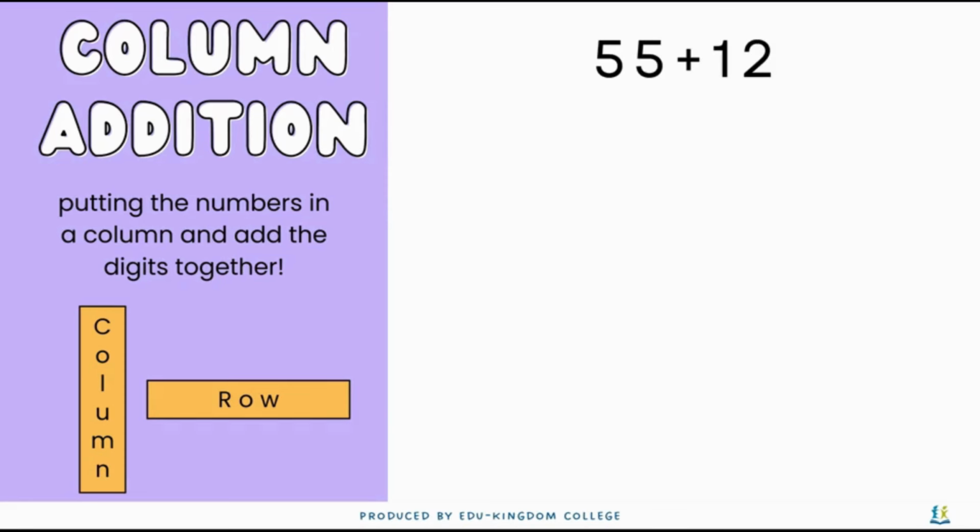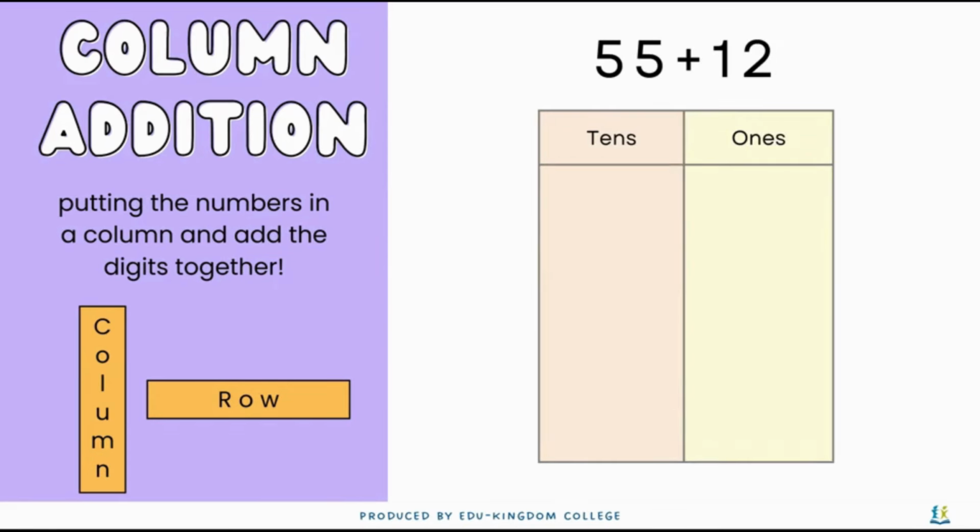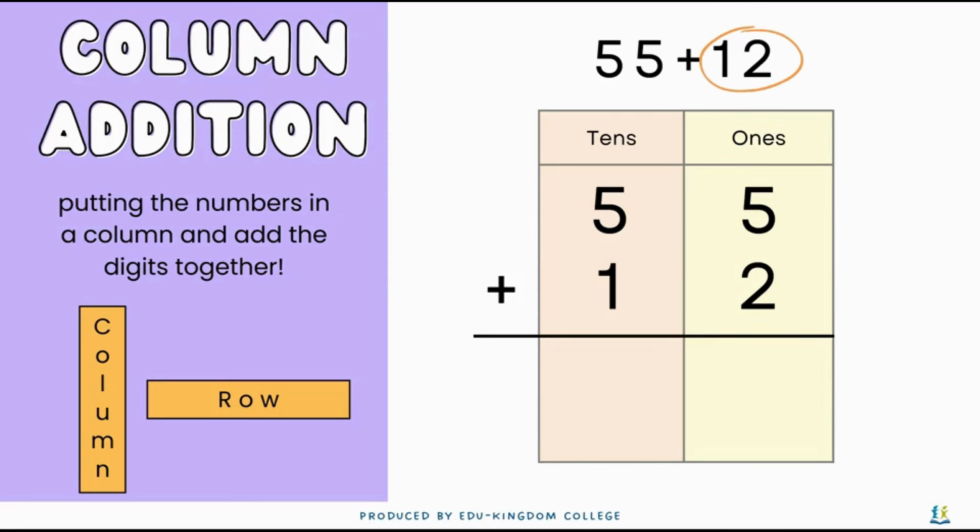Therefore, we're going to put the numbers, pretend 55 plus 12, into a column, splitting into tens and ones. Let's first look at 55. In 55, there are 5 tens and 5 ones. Whereas in 12, there is 1 ten and 2 ones. Since we're adding together, on the very left of the tens, we're going to put an addition sign. Then we're going to draw a line underneath all the numbers and the sign.